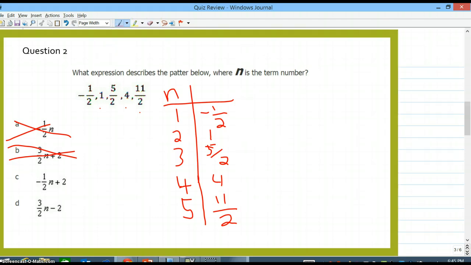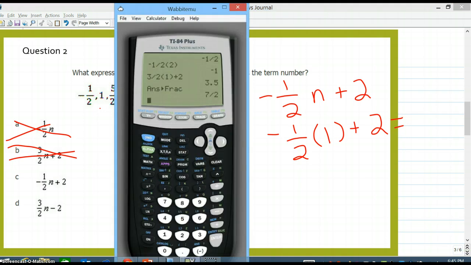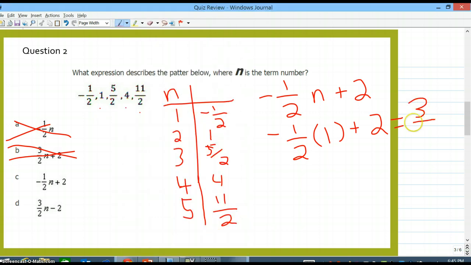I'm going to write the rule, negative a half n plus 2. I'm going to rewrite the rule with parentheses instead of an n underneath it. And I'm going to plug in 1 for n. If I put this in my calculator, negative 1 divided by 2, parentheses 1, close parentheses, plus 2, I end up with 1.5. I'm going to go to math, enter twice. This is the same as 3 halves.